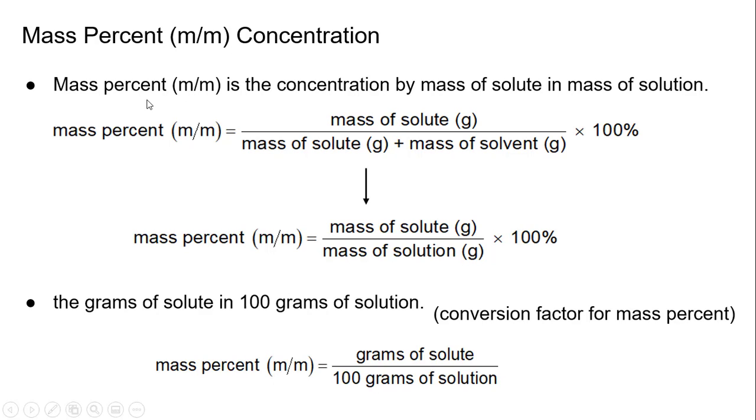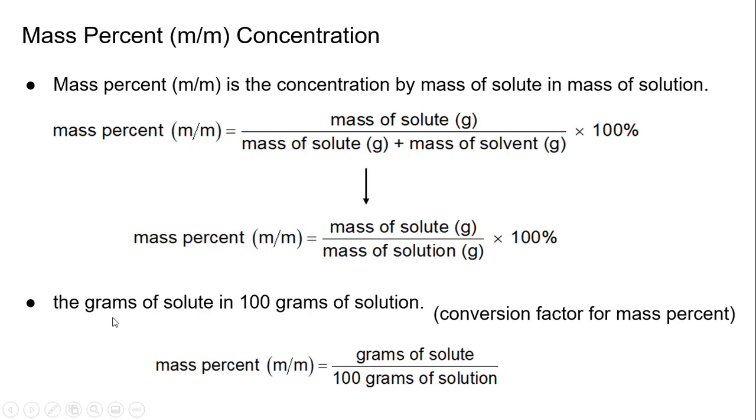So the first one we're going to look at is mass percent. Mass is M over M, or it could also be used by the term by mass. By mass means exactly what the M over M means. And mass is grams over grams. So the concentration by mass, there it is right there, of solute in mass of solution. So we have a mass percent, which is mass of solute over mass of solution, and the solution is made up of the mass of solute, again, which is what is up here, plus the mass of solvent, times 100.